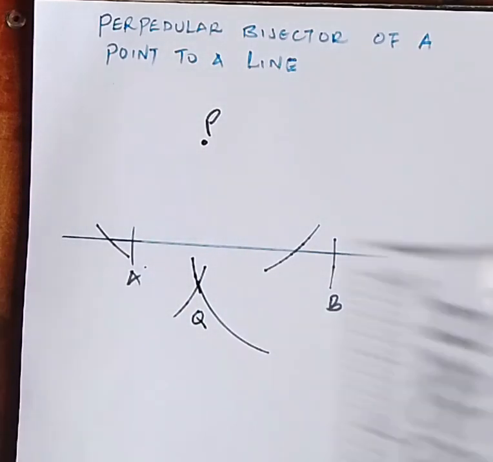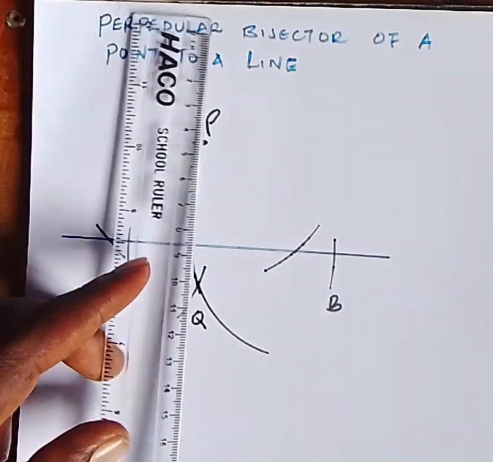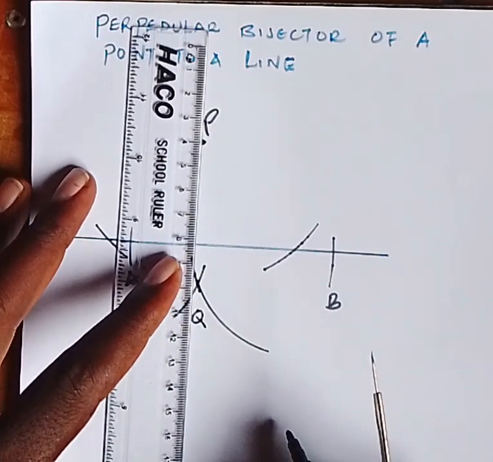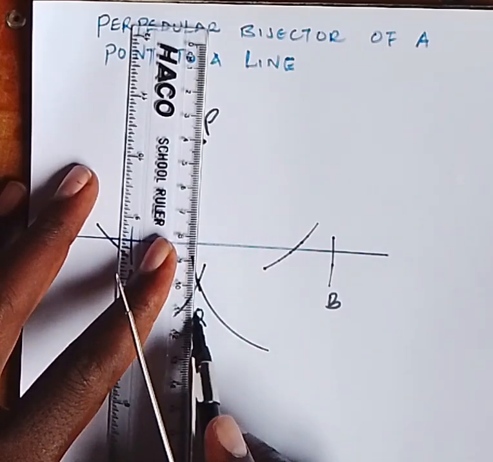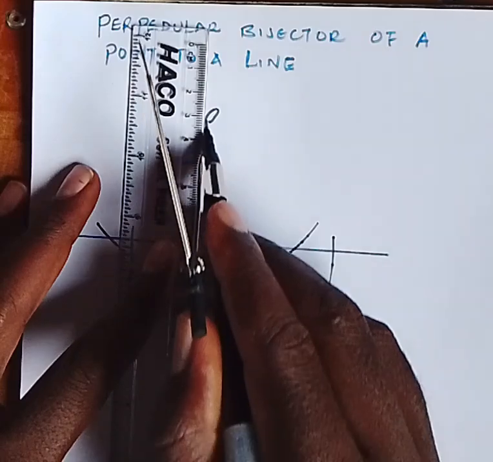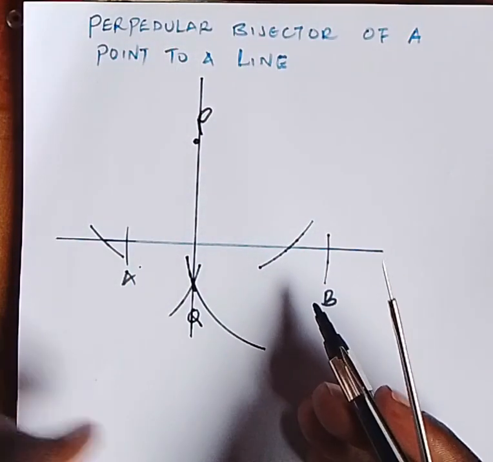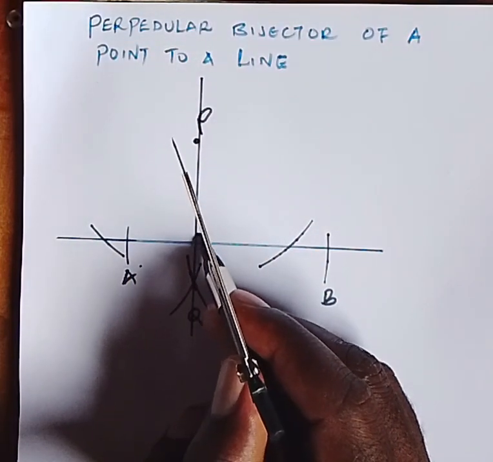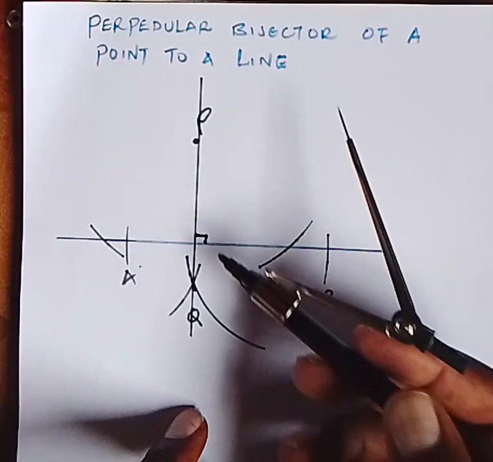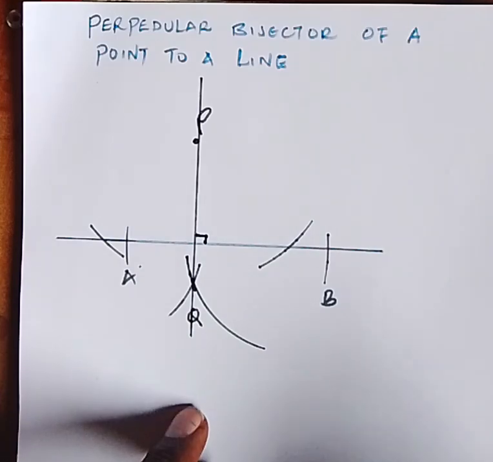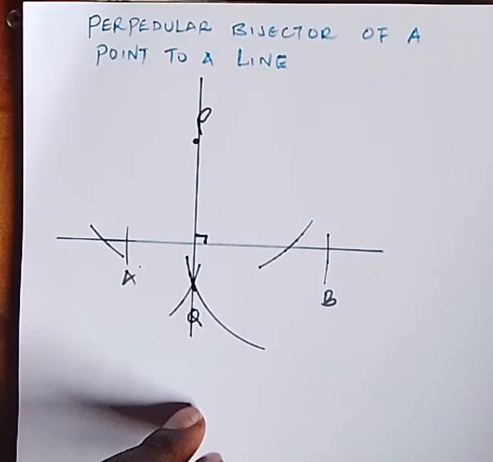Now you can join point Q to P. Point Q to P like that. Now this becomes the perpendicular bisector from point P. You can see now it passes through at an angle of 90 degrees, because this is a perpendicular bisector from a point.